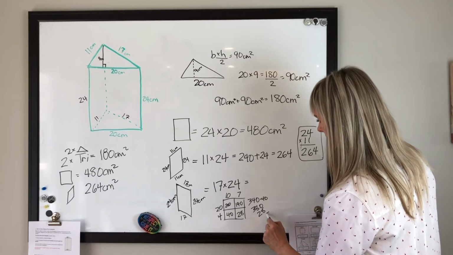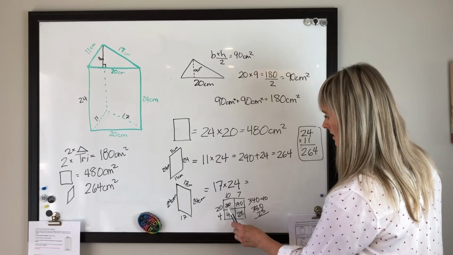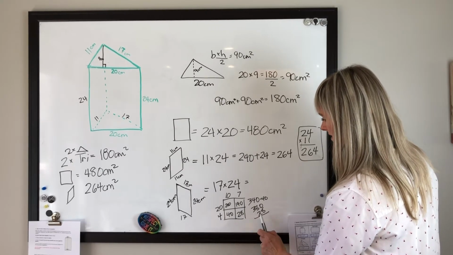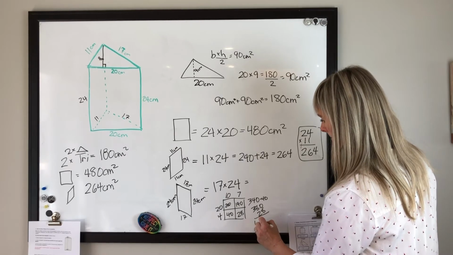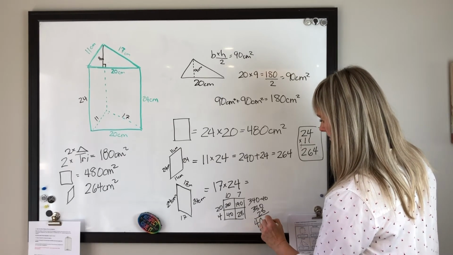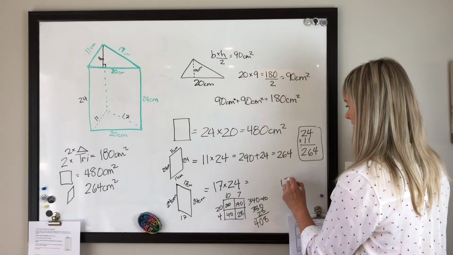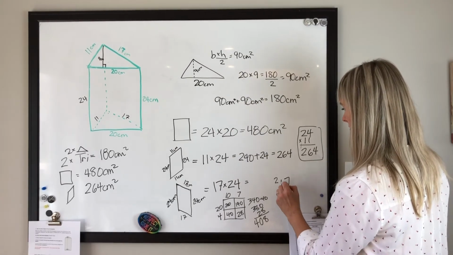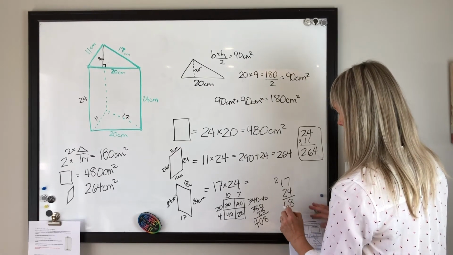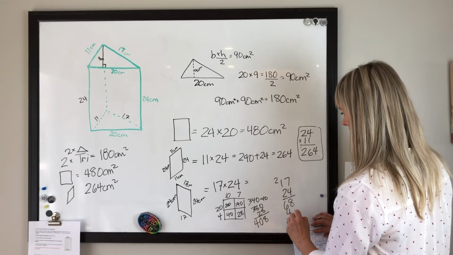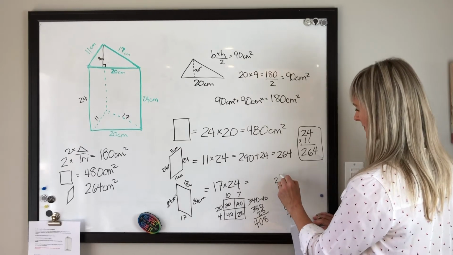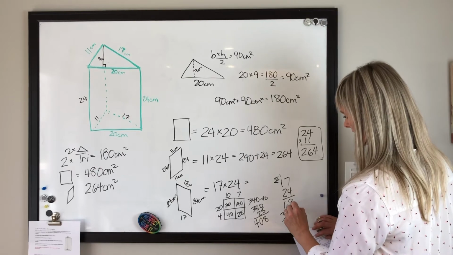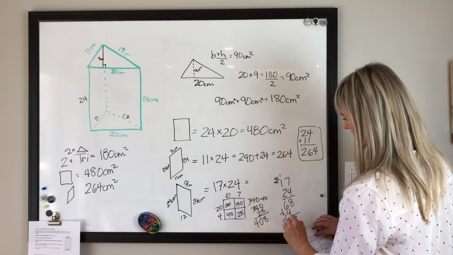Plus 28. So let's double check. 200, 340, 380. Plus 20 would be 400. Plus 8, 408. Another way you can do it is this way. 4 times 7 is 28, so 8 and carry 2. 4 times 1 is 4, plus 2 is 6. 2 times 7 is 14. 2 times 1 is 2, plus 1 is 3. This is going to give you 8. 6 plus 4 is 10, 408.